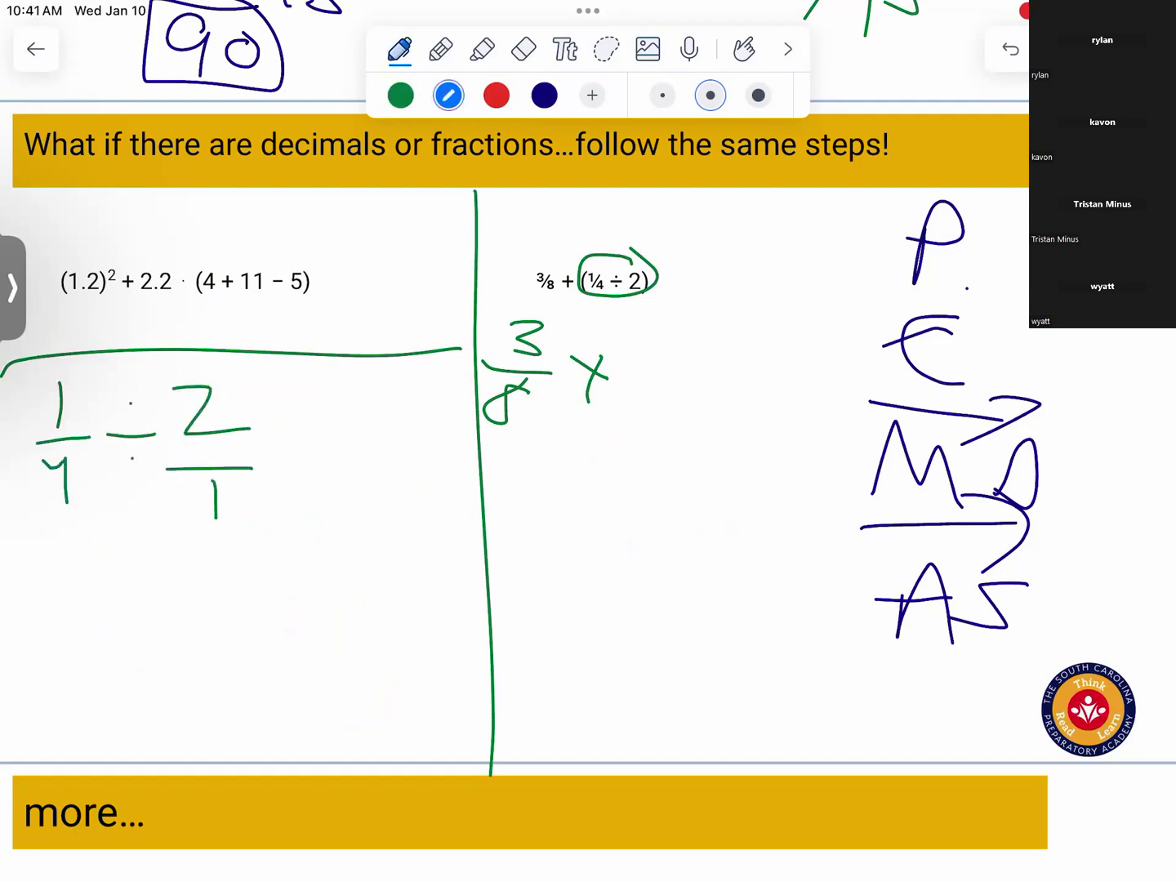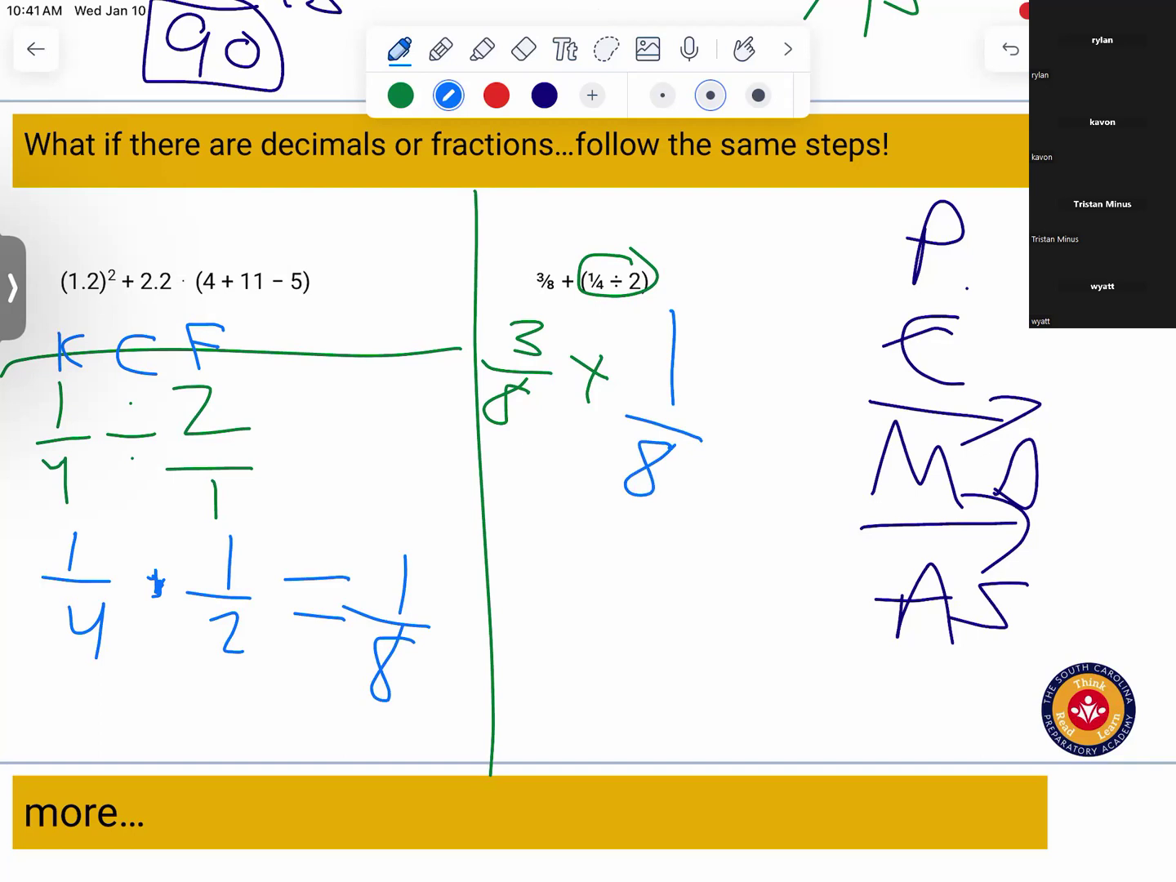Okay. Dividing fractions, you actually flip and multiply. We're going to go over what that property is called again next week. We keep the first fraction, change to multiplication, flip, take the reciprocal of the second one. So you have 1/4 times 1/2, which is 1/8. So we have 3/8 plus 1/8, which is 4/8, which can reduce by a factor of 4, which gives us 1/2. Okay. So that's how we would follow the order of operations there.